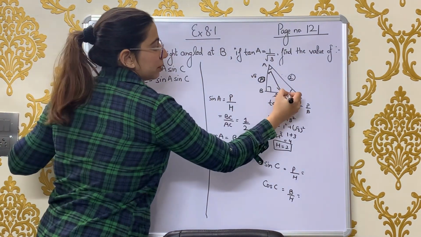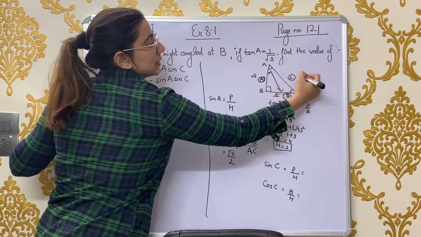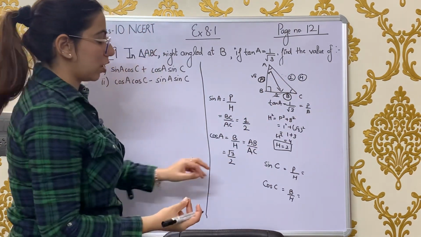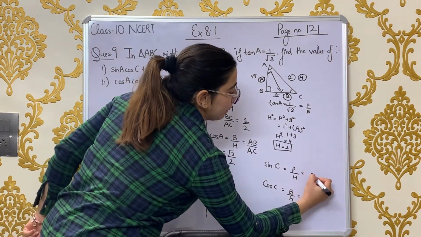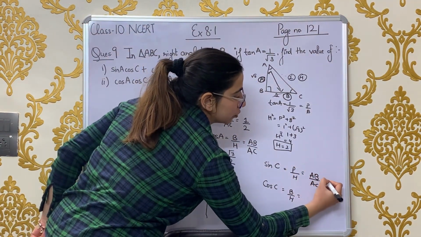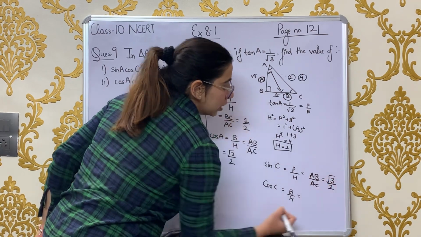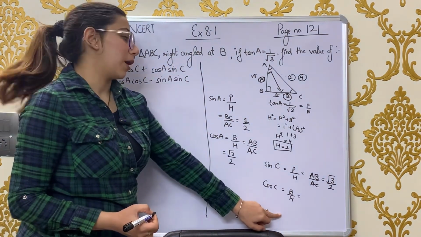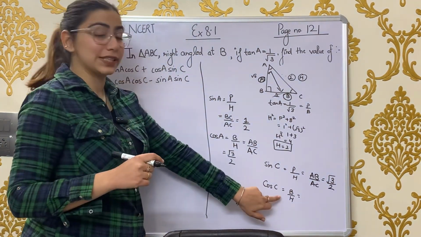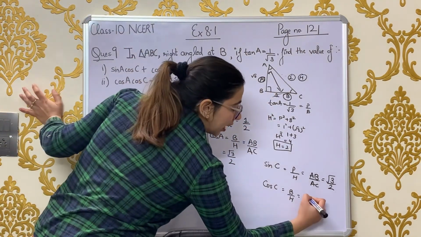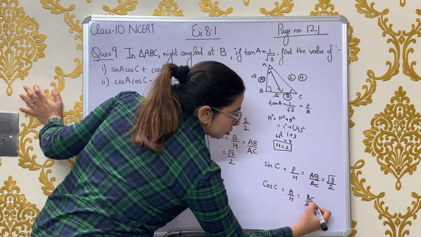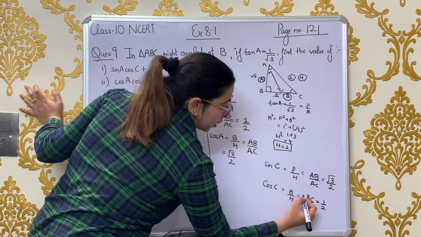Side BC is going to be base and AC is going to be hypotenuse. Now sin C is perpendicular by hypotenuse, that is AB by AC, which is equal to root 3 by 2. Cos C would be base by hypotenuse. Our base is BC and hypotenuse is AC. So it comes out to be 1 by 2.